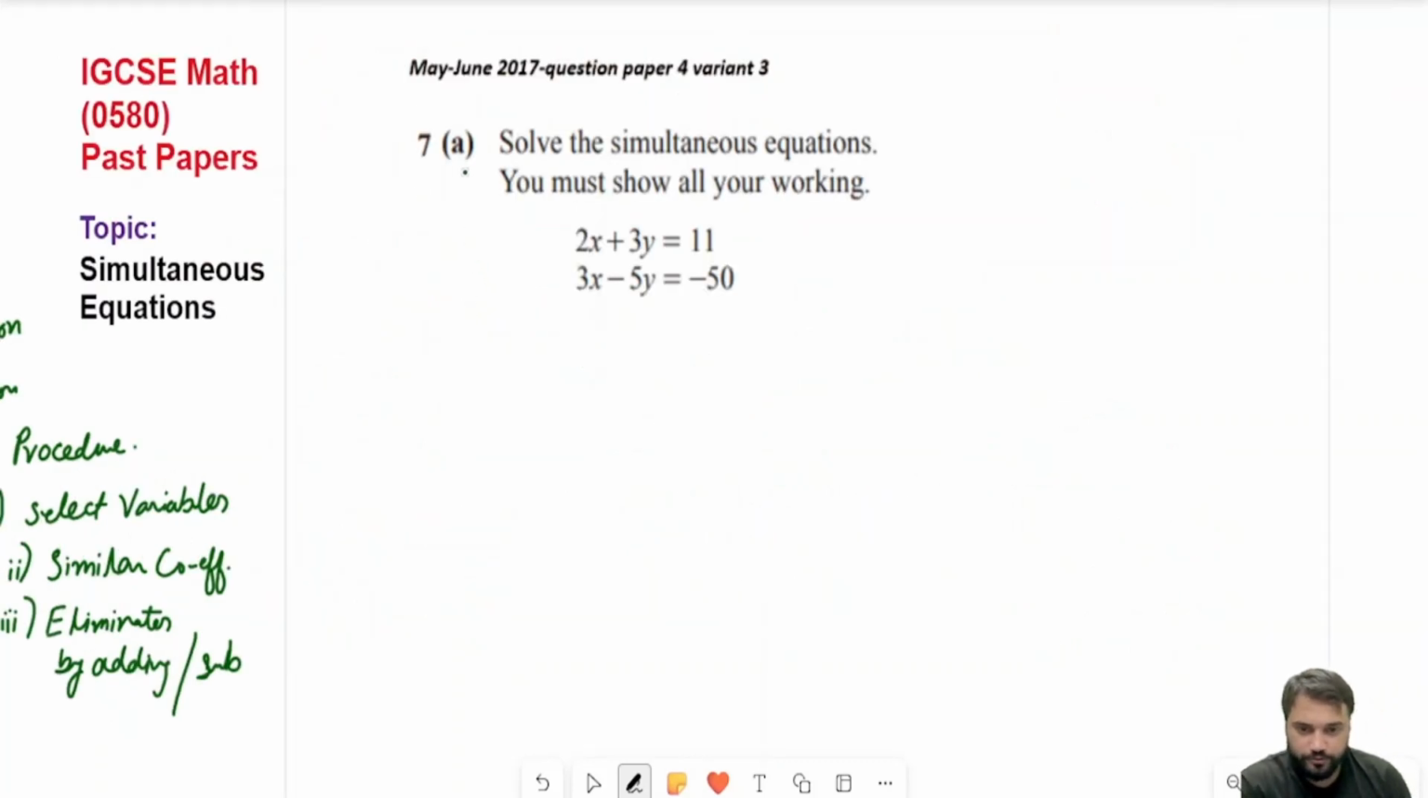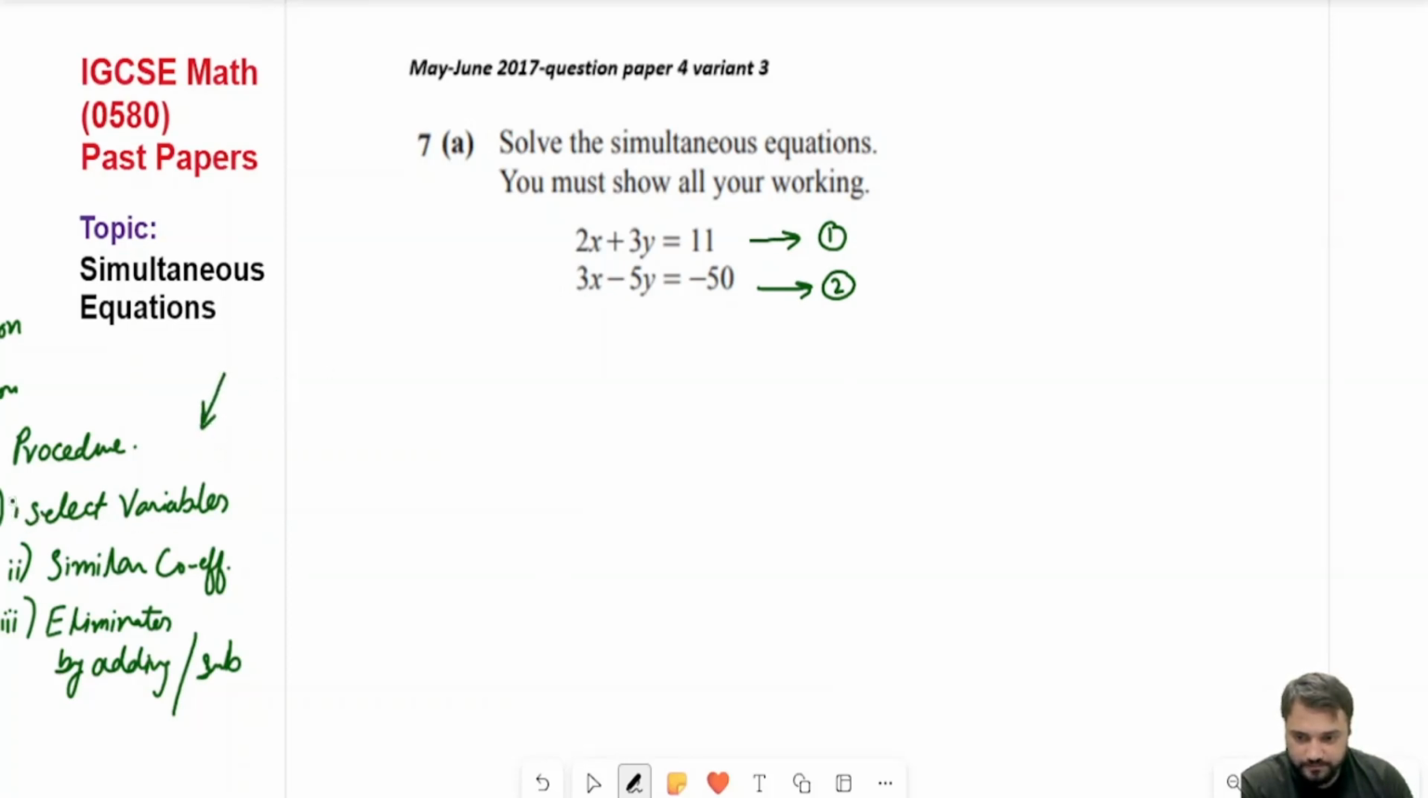Now we are going to solve question number 7 that appeared in question paper 4 variant 3 in 2017. The question is, solve the simultaneous equations. You must show all your working. So we have linear simultaneous equation. As you can see, first equation has degree 1 and second equation also has degree 1. First we name them equation 1 and equation 2. After that, we should follow these steps.